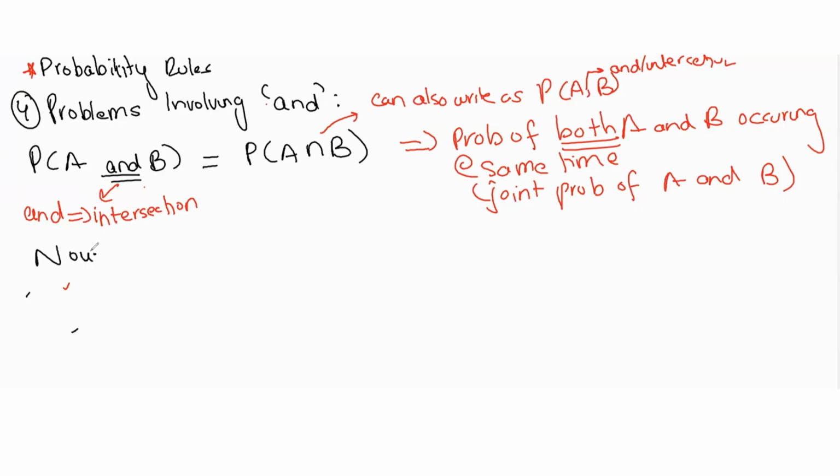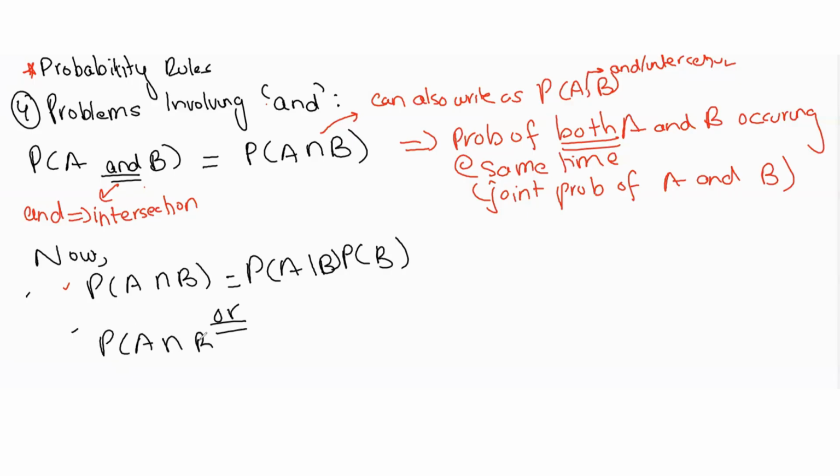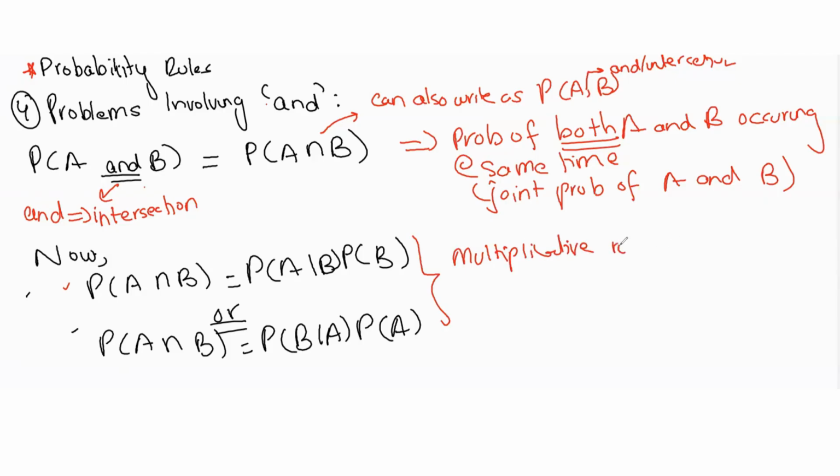Now probability of A intersection B, we can find it either as probability of A given B times probability of B, or probability of A intersection B is probability of B given A times probability of A. Right, so this is what we call the multiplicative rule, and both give us the same answer. Depending upon what conditional probability you have, you can find it either way.